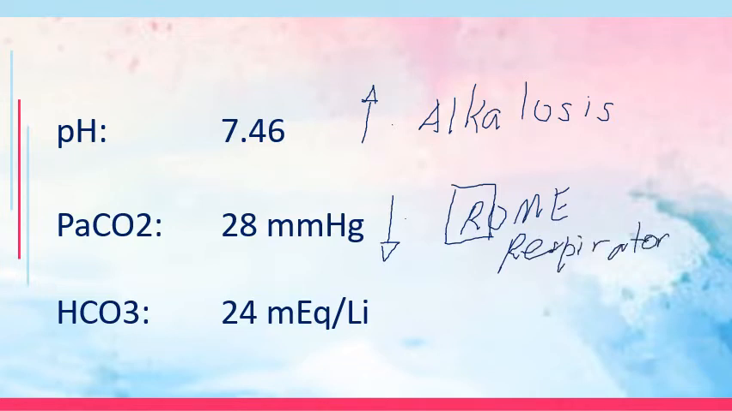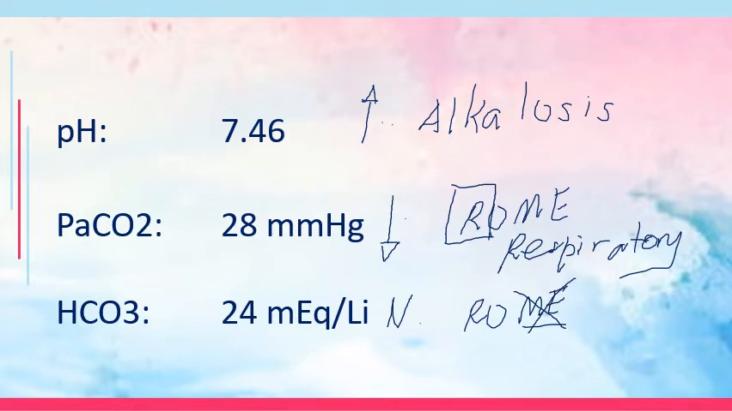Next, HCO3. Recall that the normal value of your HCO3 is 22 to 26. This is normal. Now, applying ROME, will this be a metabolic problem? For it to become a metabolic problem, the arrows should be pointing in the same direction. Is the arrow of pH and HCO3 pointing in the same direction? It's not. So this is not a metabolic problem.